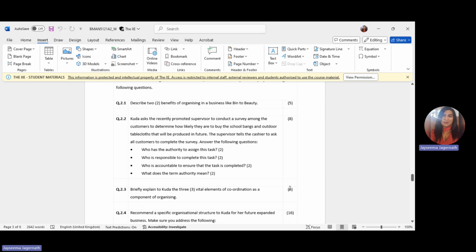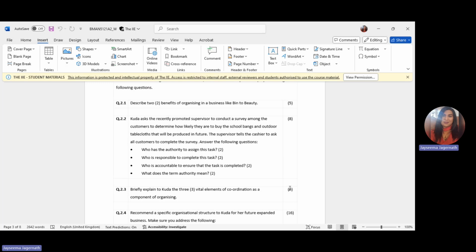Then to answer questions relating to responsibility, accountability, delegation, it's important to remember that. So if we read the scenario, Kuda has recently promoted a supervisor to conduct a survey amongst customers to determine how likely they are to buy the school bags and outdoor tablecloths that will be produced in future. The supervisor tells the cashier to ask all customers to take the survey, and then you've got to answer the following questions. So who has authority? Who's responsible? Who's accountable? Okay.